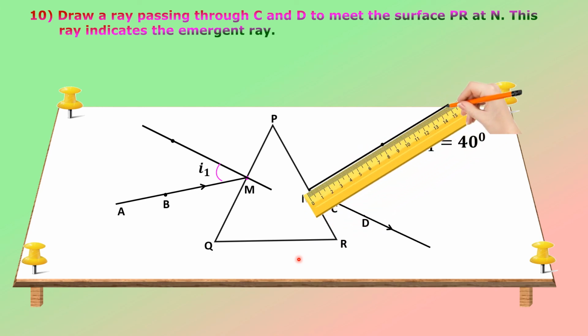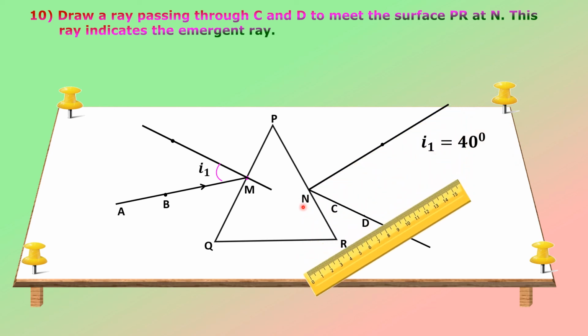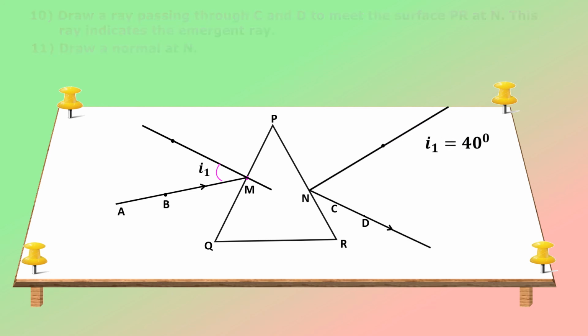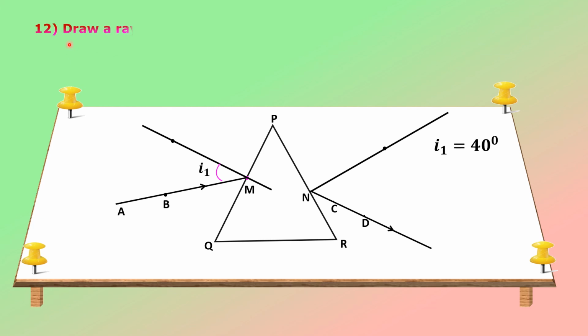This is the normal drawn at the point N. Okay, so this is called the angle of emergence. Later we will find it. Draw a normal at N. I have already drawn it. Let us join M and N, that gives the refracted ray. Draw a ray from M to N. So MN is the refracted ray.